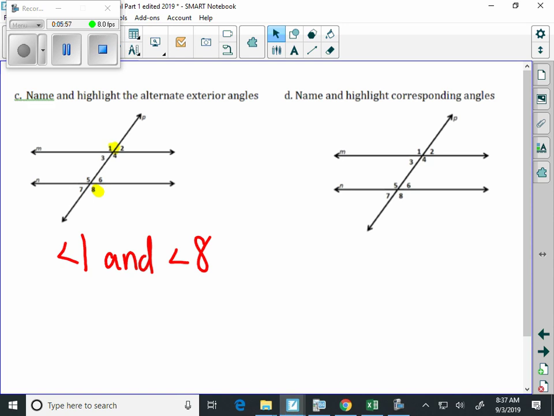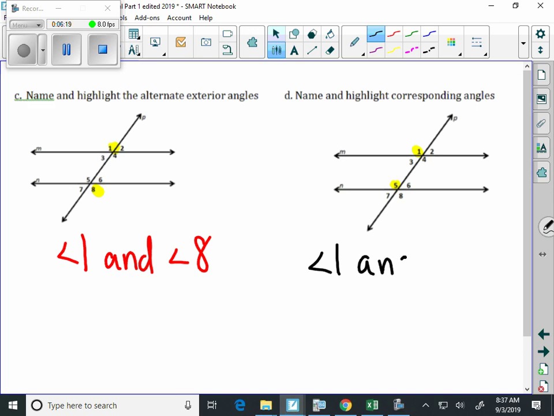Corresponding angles. They need to be in the same position relative to the parallel lines and the transversal. So angle 1 is on top and to the left. Angle 5 is on top of a parallel line and to the left. So angle 1 and angle 5. Again, a lot of other choices on that particular problem.